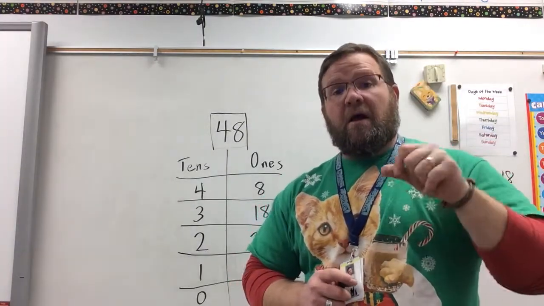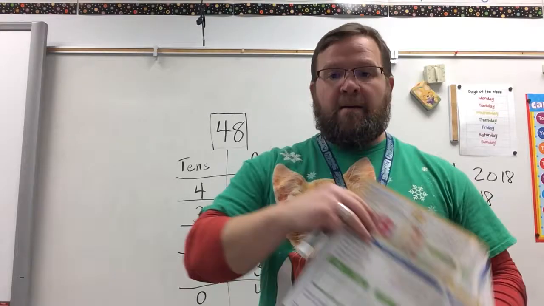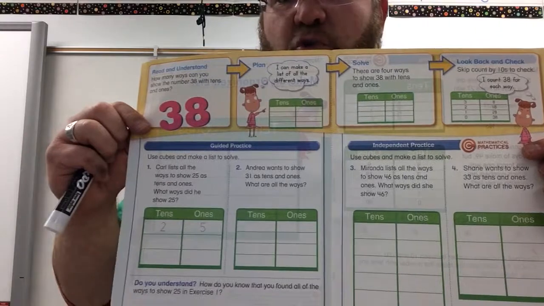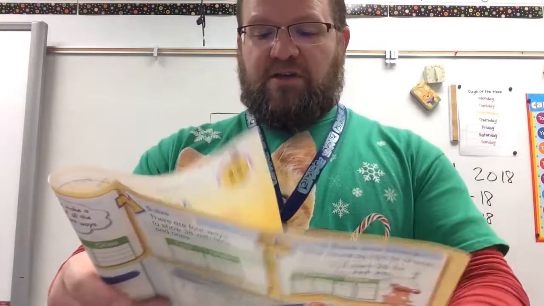If you do understand, go ahead and let's turn to the middle of your paper. It's basically you making more lists, except this time, they're giving you some little stories that go with it, okay? So you can see in the first one, it says that Carl lists all of the ways to show 25 as tens and ones, okay? How many tens, how many ones? And so, he gives us the first one. If we were going to write the number 25 in expanded form, we would have 20, which we know is 2 tens, and 5 leftovers, or ones.